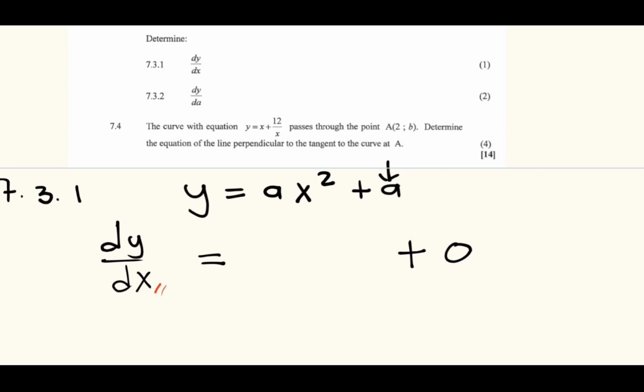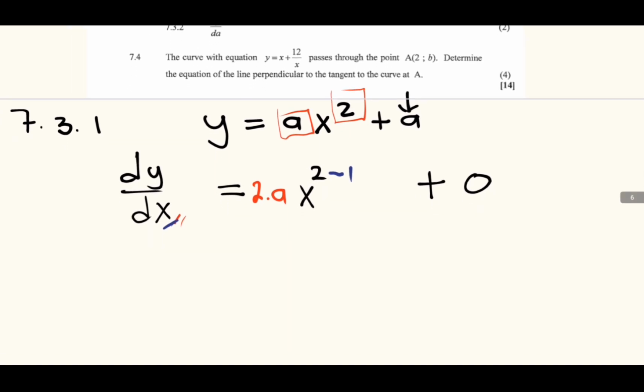Since we are differentiating with respect to x, we are looking at the exponent of x, and we are multiplying with the coefficient. In this case, the coefficient of x squared is equal to a. So the 2 multiplied by the a multiplied by x squared. And since we are differentiating with respect to x, we are going to minus 1 from the exponent of x. Our dy over dx will be equal to 2a multiplied by x to the power 2 minus 1. 2 minus 1 is equal to 1, plus 0.